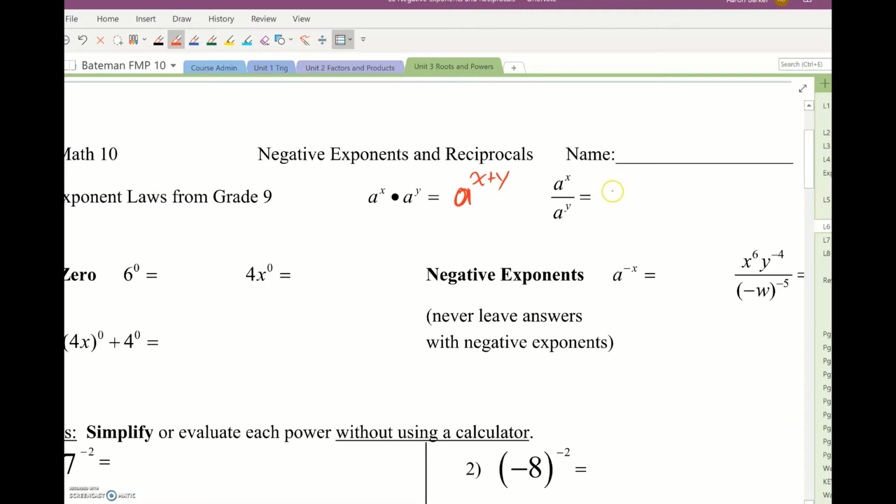Because it's only 15 minutes. Okay, when we divide the same base, what do we do? Subtract. Write this down. Quit staring at me.